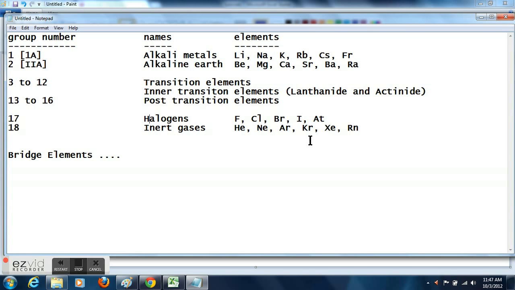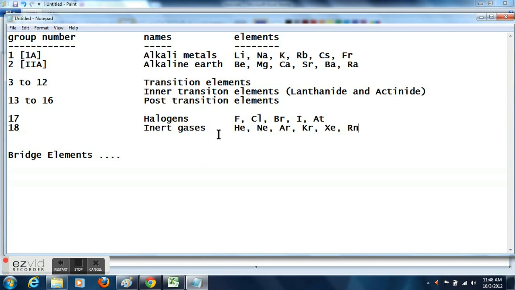Then halogens, which belong to group 17: fluorine, chlorine, bromine, iodine, astatine. They basically form negative ions, like sodium chloride, potassium bromide. They are also highly reactive elements. Group 18, also sometimes called group 0, are the inert gases: helium, neon, argon, krypton, xenon, radon. These are inert gases.